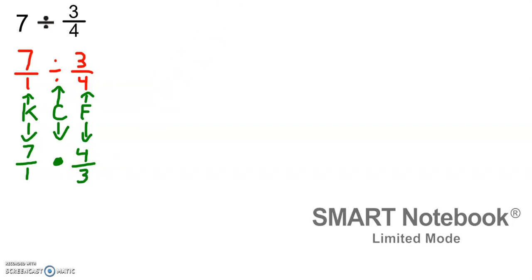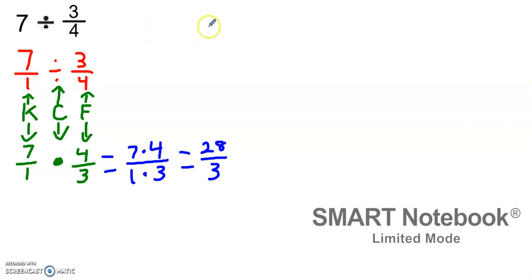So I know that we're a little confused there, but you keep the first one the same, you change the division to multiplication, and you flip the last term. Now you go into your step 3, and your step 3 is to multiply. You multiply straight across. So you have 7 times 4 in your numerator and 1 times 3 in your denominator. 7 times 4 is 28. And 1 times 3 is 3. So that is our third step.